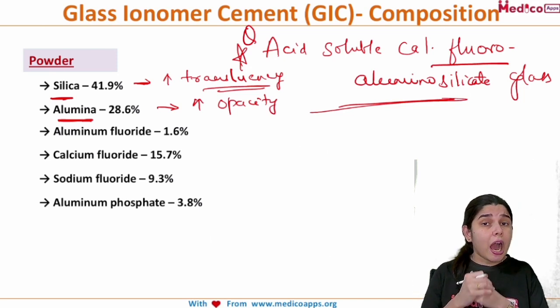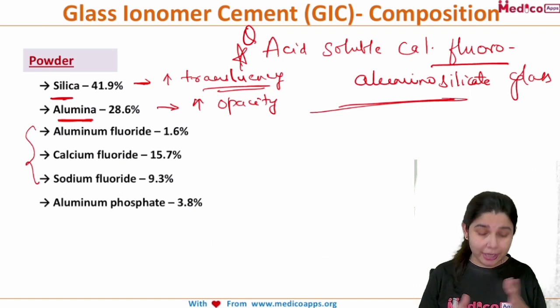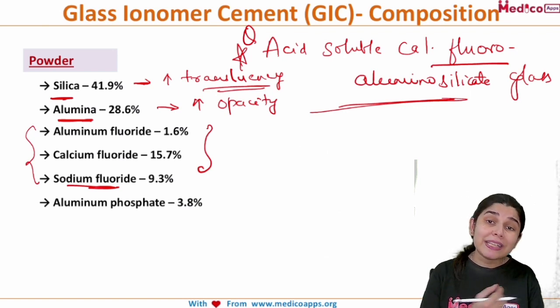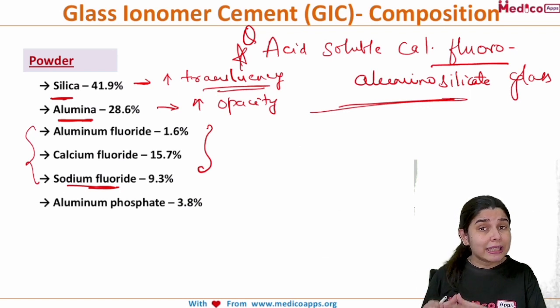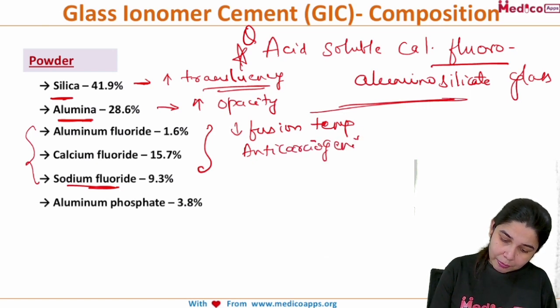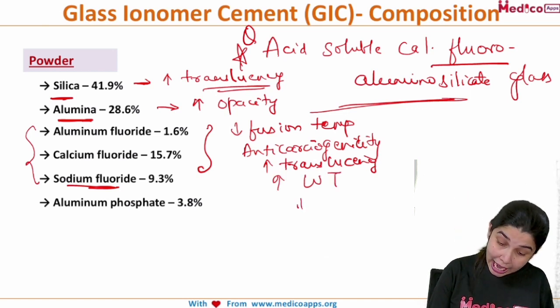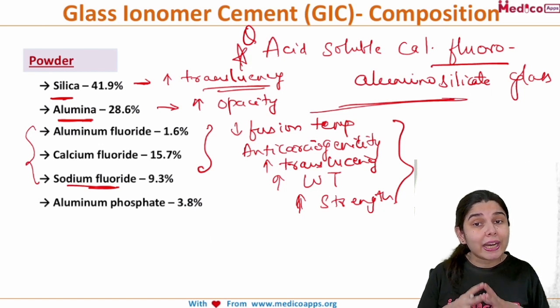in the glass-ionomer cement powder. After that, a lot of fluoride content is present in the powder, like aluminum fluoride, calcium fluoride, and sodium fluoride. The percentages of these are 1.6, 15.7, and 9.3. There are a lot of functions performed by this fluoride. The basic functions are that it firstly decreases the fusion temperature, it has an anti-cariogenic property, it increases the translucency, it also increases the working time, and it increases the strength of the material.